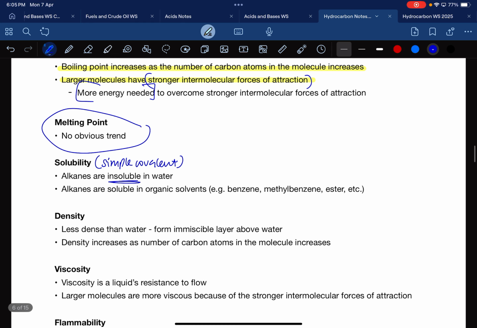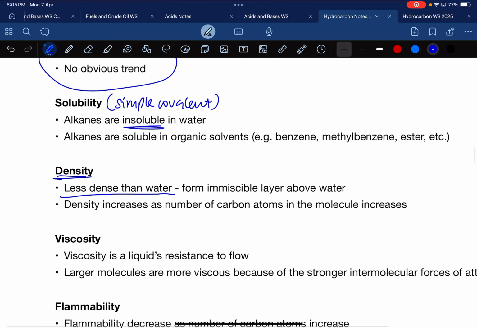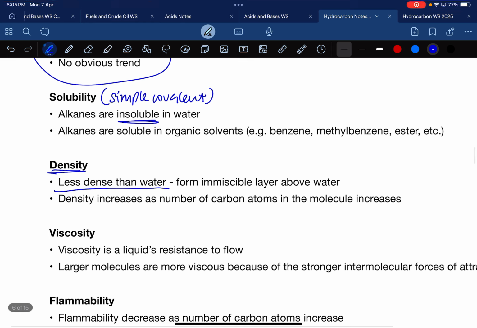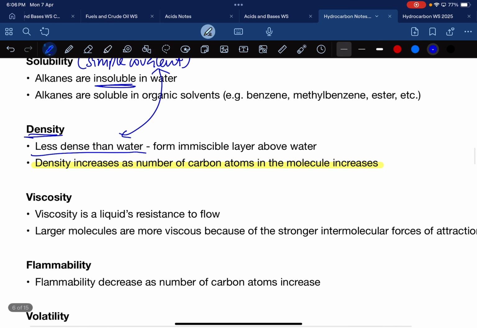Yes? Okay, density, less dense. Again, all of these are just very small compounds, simple covalent as well. Your forces of attraction are not very strong. Everybody's quite spaced fairly far apart. And besides, most of them are gases anyway. So in terms of density, obviously they're going to be less dense. And of course, density increases as you go down, as you become heavier and heavier.